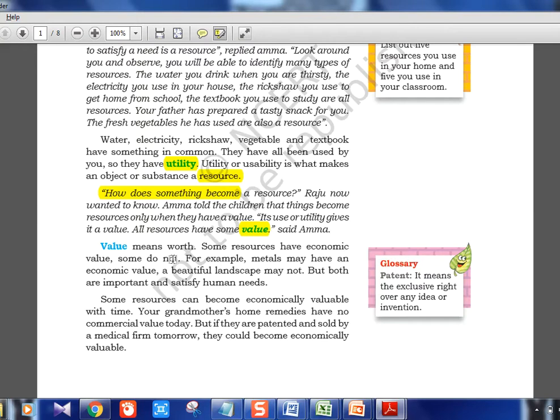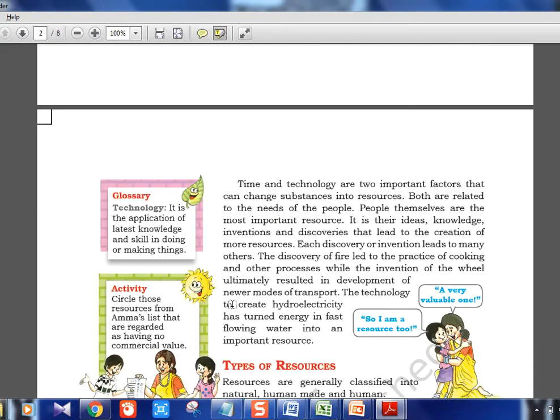Another thing, value, means worth. If something has an economic value, then it also can be called a resource. But if you just admire the beauty of some place or some picture, that cannot be called a resource. You are just visualizing it. But if it has a value and it is having a use, then it is called a resource. Utility and value, basic things.